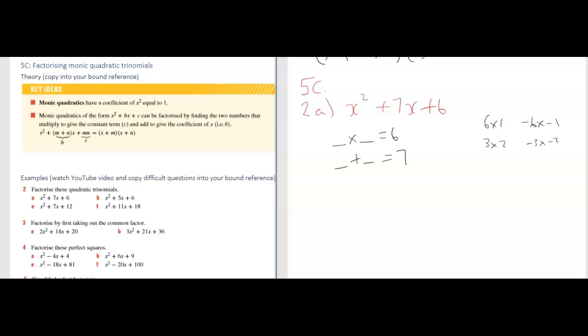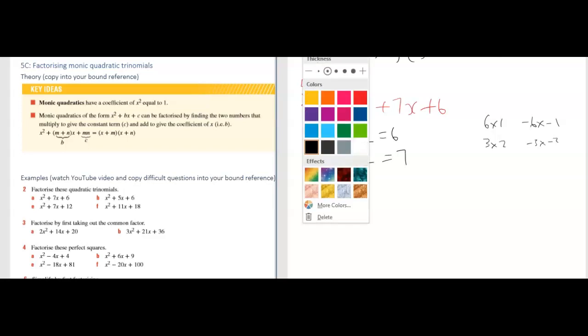Sometimes you would need to deal with the negatives. It would only be negative if the number in the middle was a negative, so you need to remember that. And if your constant was a negative, then one of the numbers would be a negative. That might make more sense once we start doing examples.